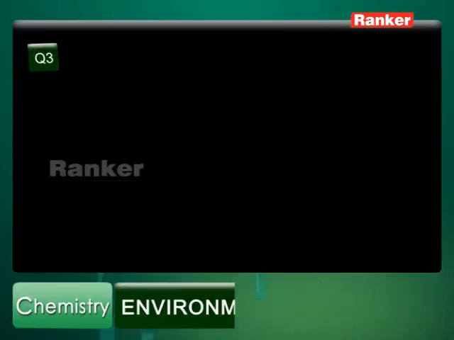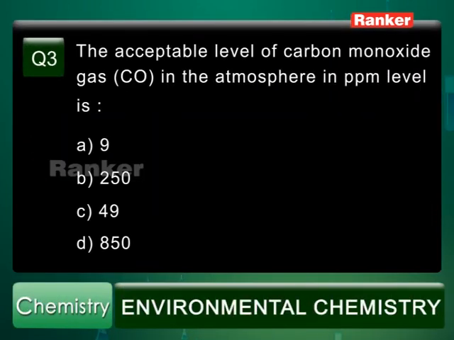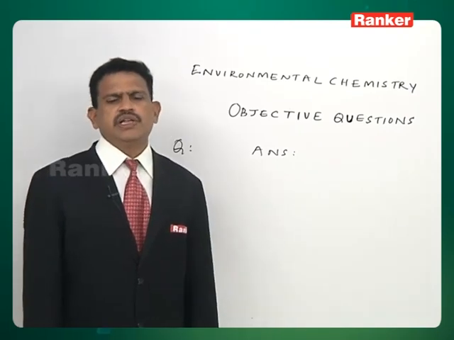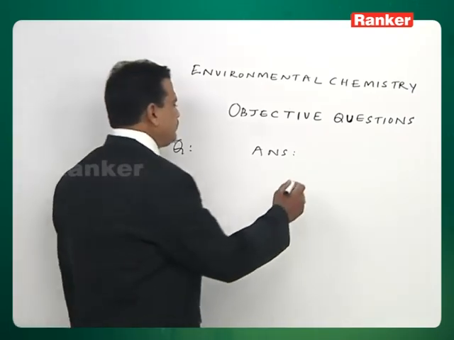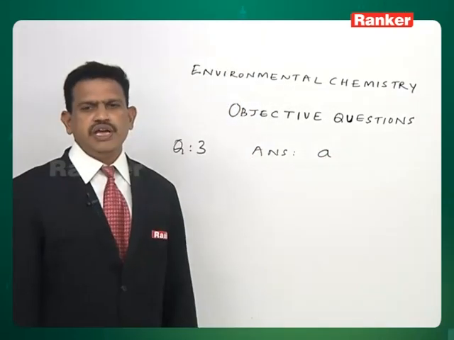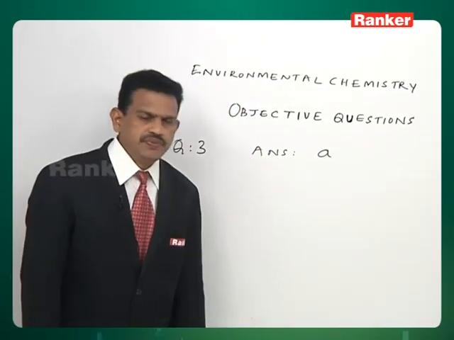Question number 3. The acceptable level of carbon monoxide gas in the atmosphere in parts per million, ppm. Answers given as option A 9 ppm, option B 250 ppm, option C 49 ppm, option D 850 ppm. The acceptable level of carbon monoxide gas in the atmosphere is up to 9 ppm. So, we can go for option A for the question number 3.